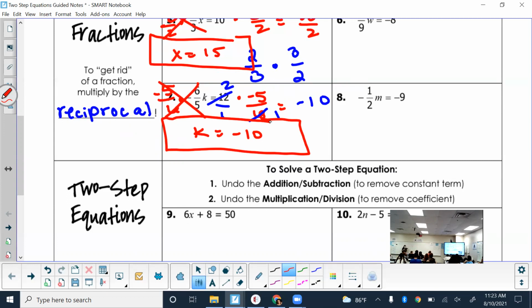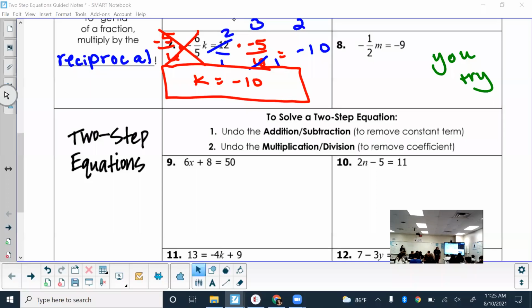Okay, I'm going to give you one to try, and that'll be number 8. So you guys try number 8. I skipped the other one, but that's all right. So number 8, I had you guys try.